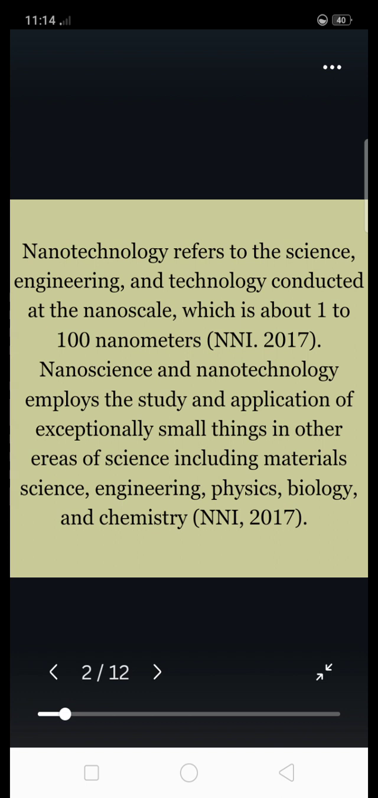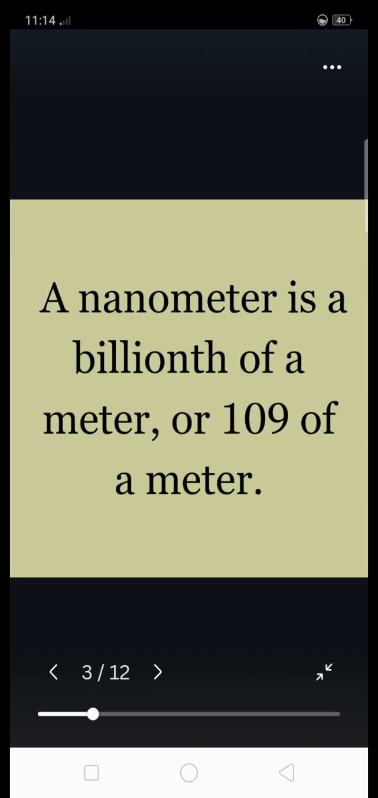During the American Physical Society meeting at the California Institute of Technology, the term nanotechnology was coined by Professor Norio Taniguchi a decade after the dawn of the use of ultra-precision machining. A nanometer is a billionth of a meter, or 10^-9 of a meter.